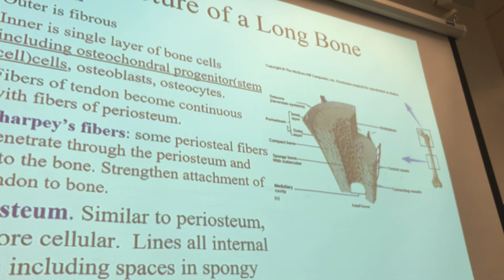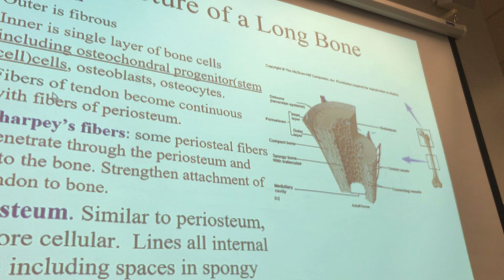The periosteum has 2 layers: an external layer made out of connective tissue, just for protection, and then an internal layer, that's the most important, a single layer of osteochondral progenitor cells. Osteochondral is a combination; they can turn into osteoblasts or chondroblasts. Progenitor means stem cells. So these are stem cells that can turn into cartilage-forming cells or bone-forming cells.